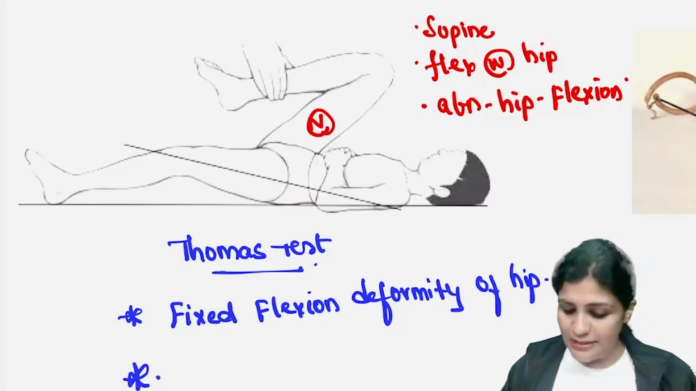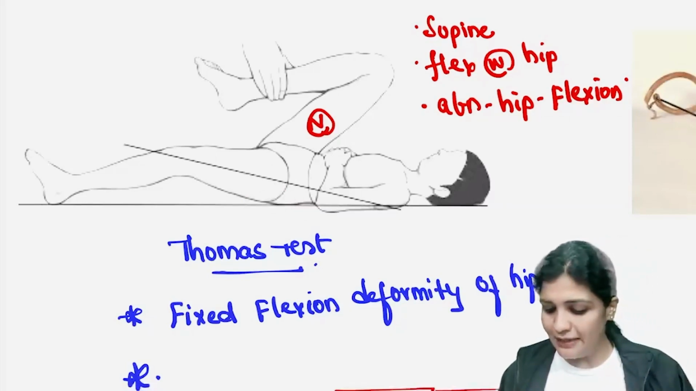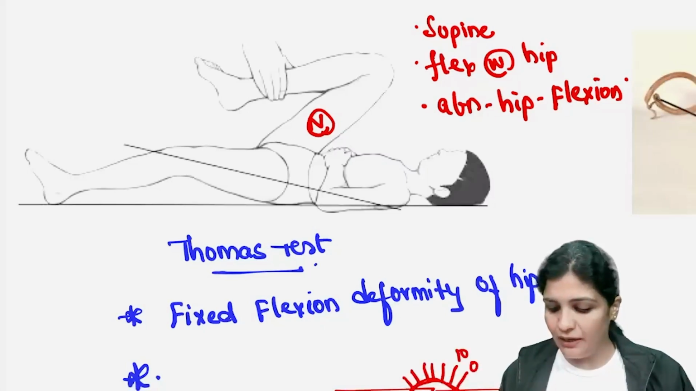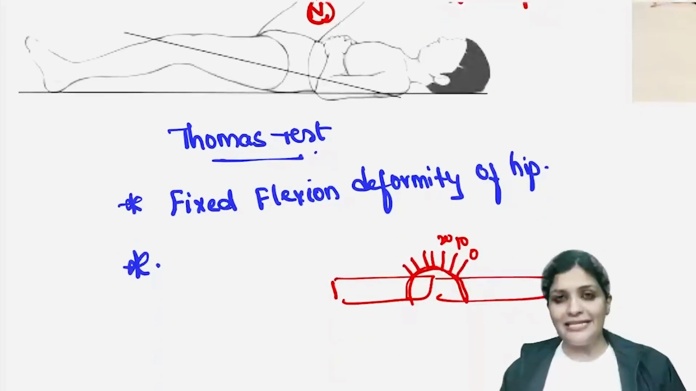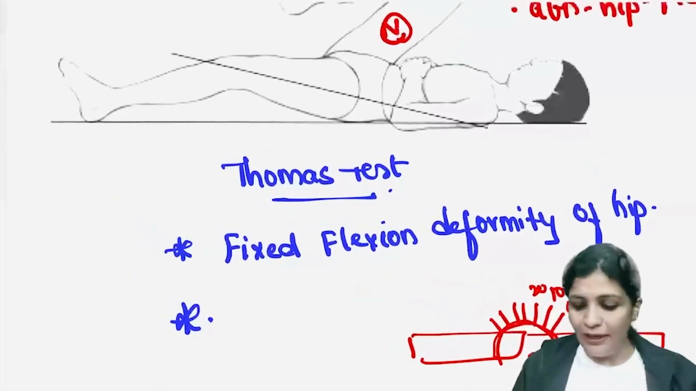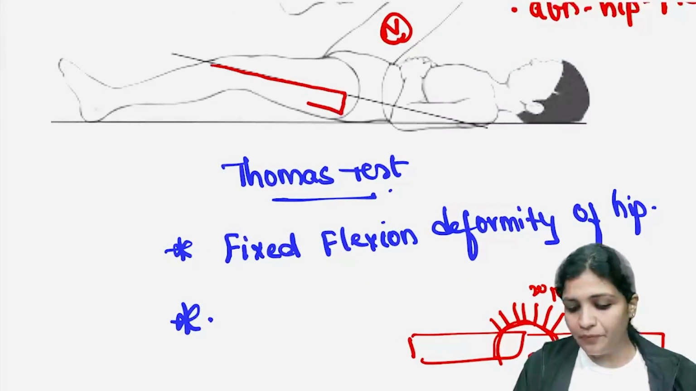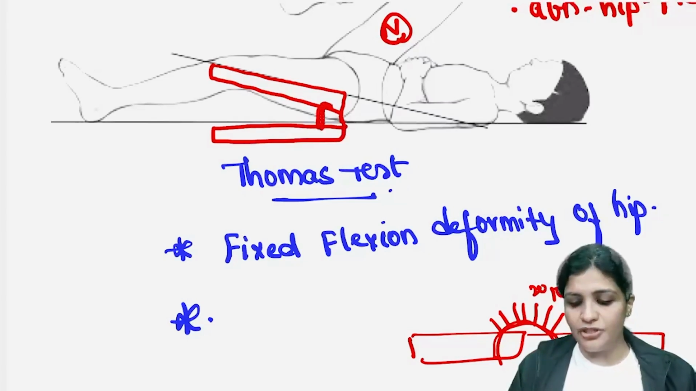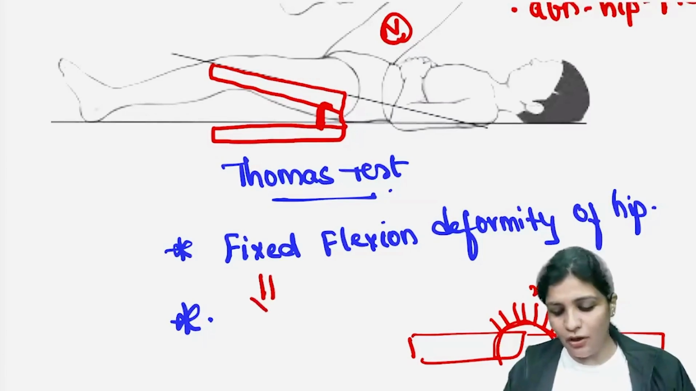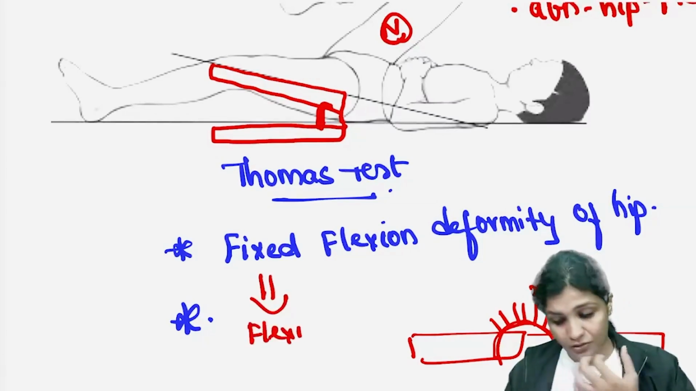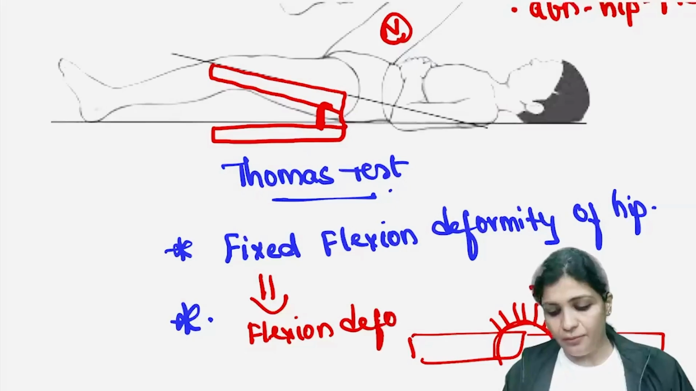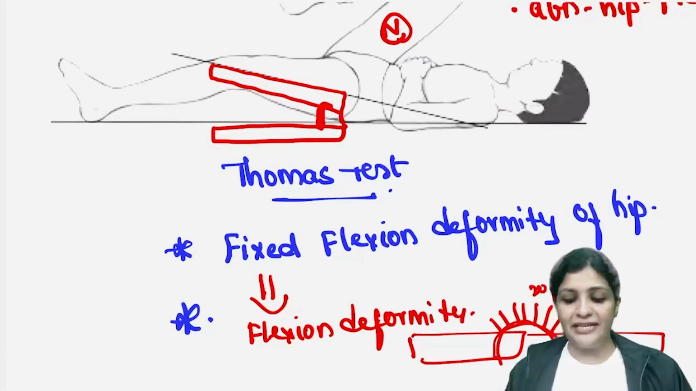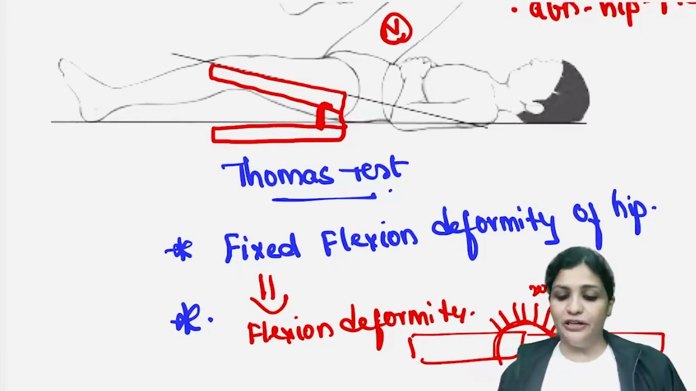Once you have identified that the ischial tuberosity is touching the couch, you put a goniometer. The goniometer is something like this with two scales and one gauge for the degrees. To identify the degrees, you have 0, 10, 20 like that. One limb of the scale you put along the long axis of the femur and the other scale you put along the couch. And now this is the angle which it shows. So this angle is your flexion deformity. So this is a quantitative test where you can identify the flexion deformity of the hip.